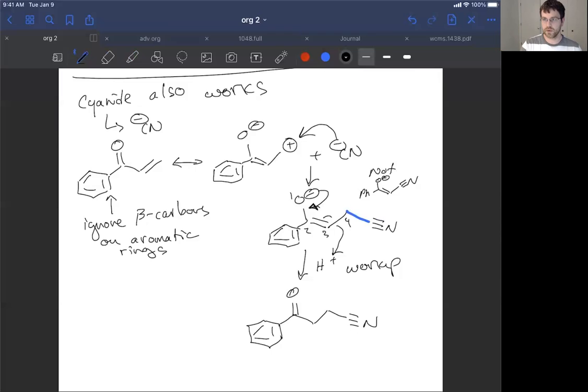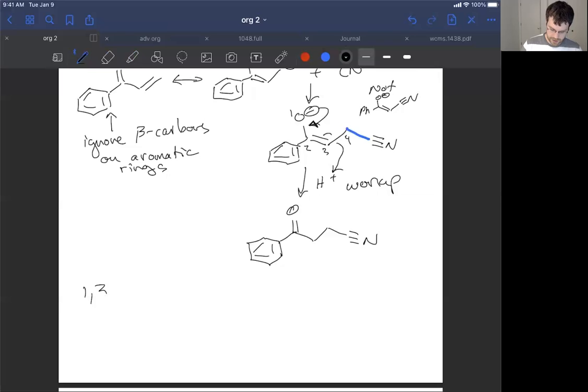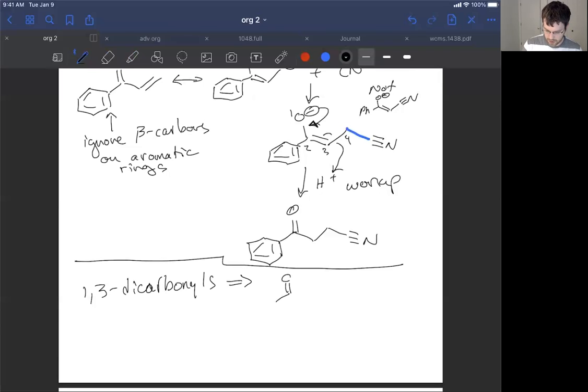Let's do another cool example before we get into some, I mean, still cool examples, but some organometallic things. So it turns out that malonate esters can also add, and these fall into a class of 1,3-dicarbonyls. 1,3-dicarbonyls are systems where we've got hydrogen atoms that are alpha to 2 carbonyls. These are now very acidic.